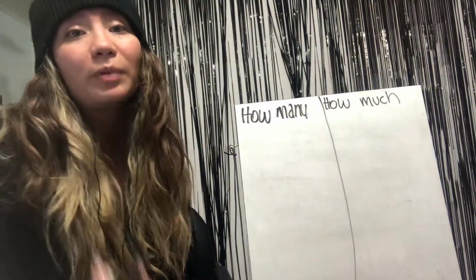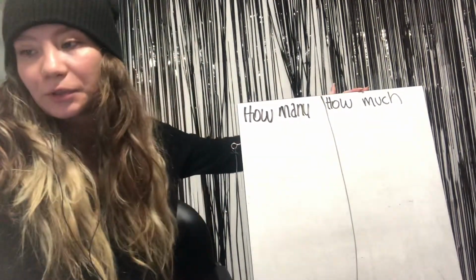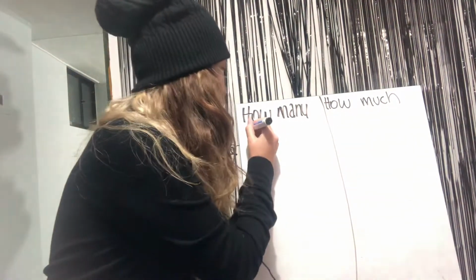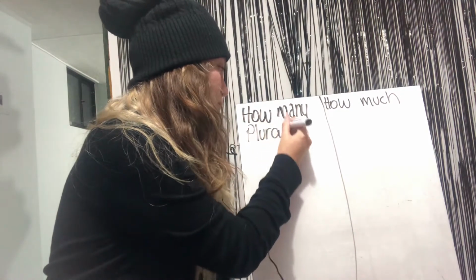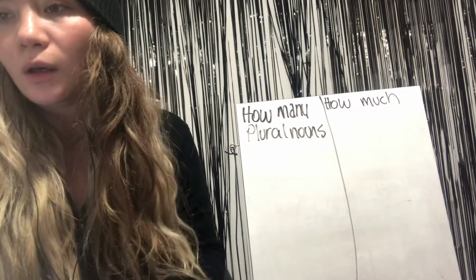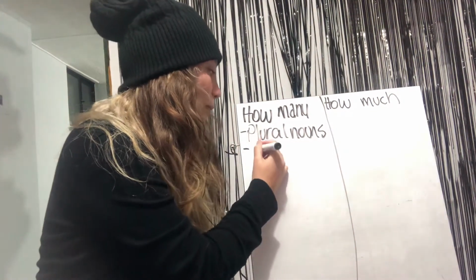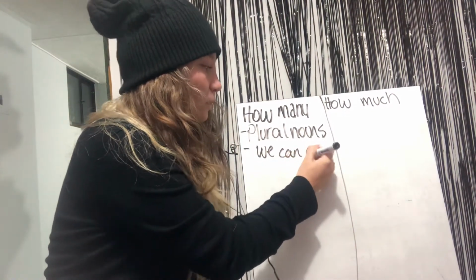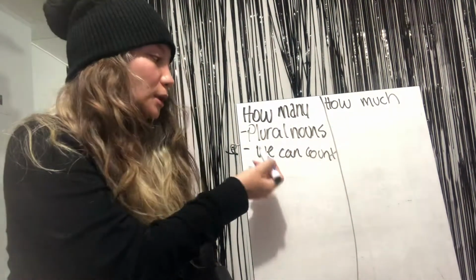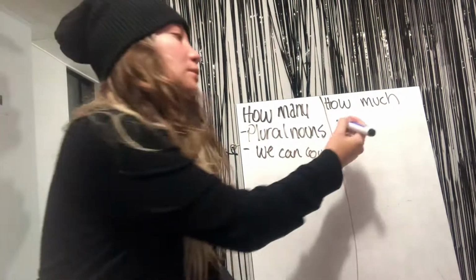Okay, now I'm going to explain to you when we use how many and when we use how much. We use how many with plural nouns. Okay, we can count. We can count with how many. Okay, we use how many with countable things. Okay, we can count. Now, with how much, we use it with singular nouns.